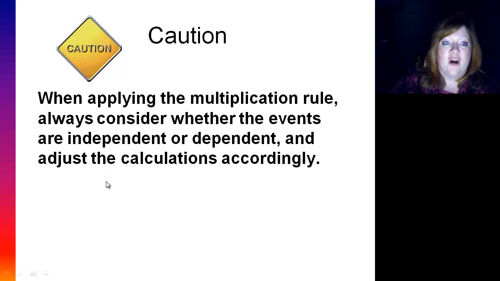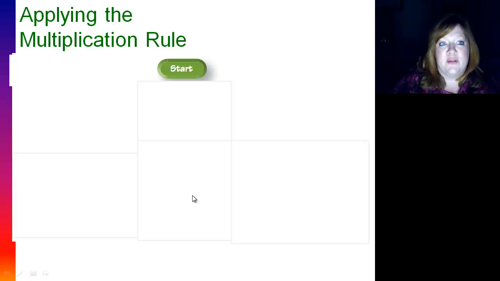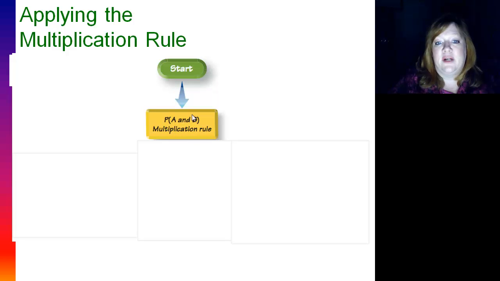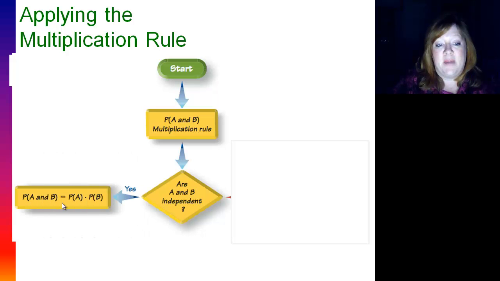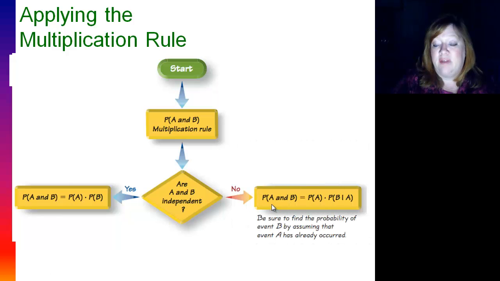Let's move along. Caution: when applying the multiplication rule, always consider whether the events are independent or dependent and adjust your calculations accordingly. I saw this little flow chart and I thought it was good. When you're trying to apply the multiplication rule, we're finding the probability of A and B. The first thing you ask yourself is, are they independent? If they are independent, you just multiply probability of A times probability of B. If they are not, that's when you have to bring in the probability of A times the probability of B given A. You have to adjust that second number.